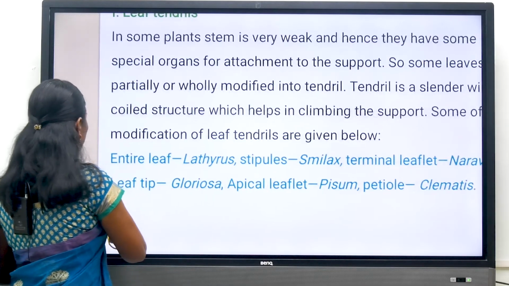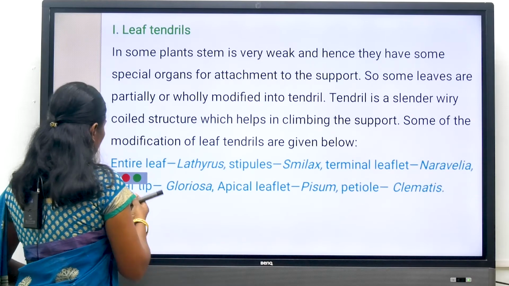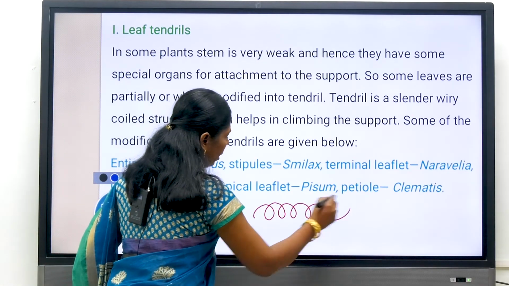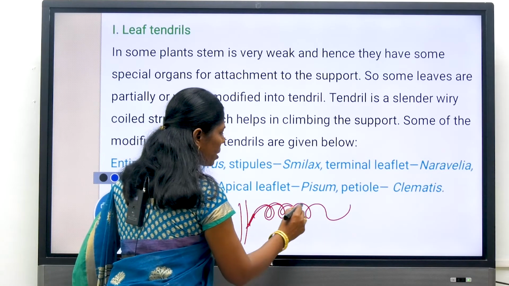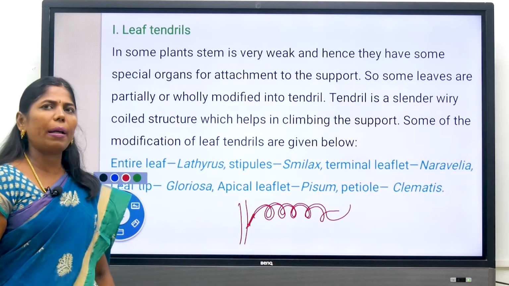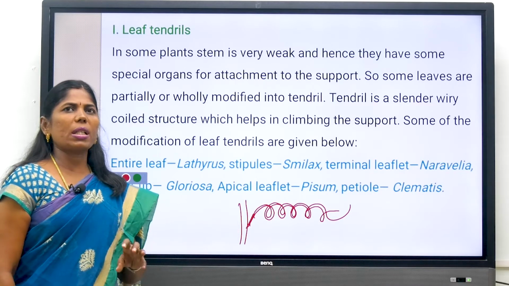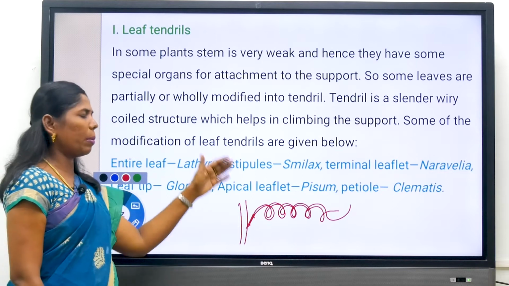Actually, any part of the leaf, whether the leaf apex, petiole or lamina, may be modified into tendril-like structures. What is the function of the tendril? It is used to climb neighboring plants, so that the parent plant can stand and survive. Because of that, leaf tendrils are formed. We will see which parts are modified into tendrils.